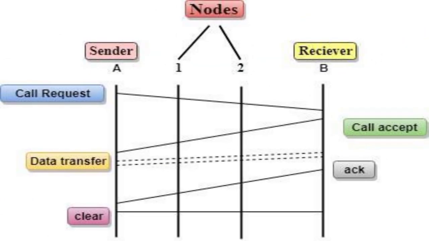Let's make it simple through an example. In the diagram, A and B are the sender and receiver respectively, and 1 and 2 are the nodes. Call request and call accept packets are used to establish a connection. You can see the two dotted lines in the middle. It is called a route. When the route is established, data will be transferred. After transmission of data, an acknowledgement signal is sent by the receiver that the message has been received. If the user wants to terminate the connection, a clear signal is sent for the termination.